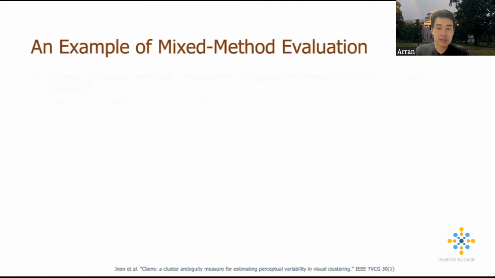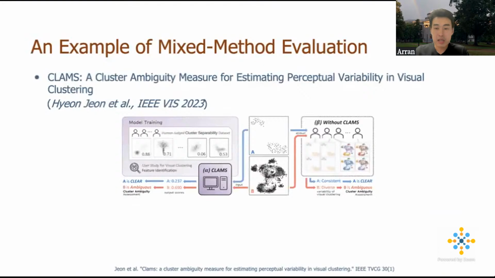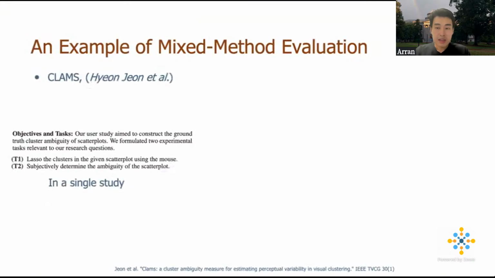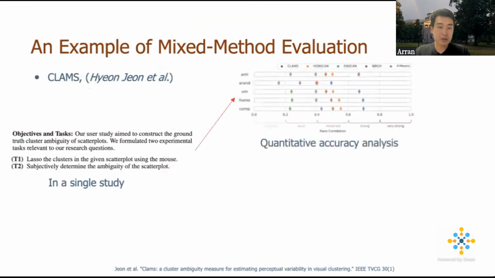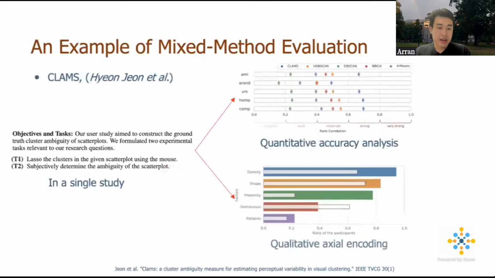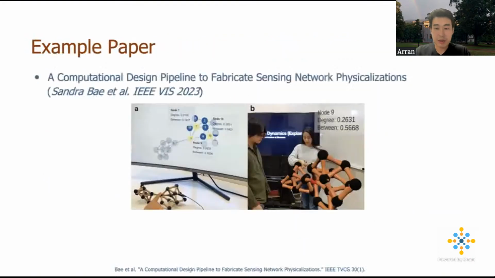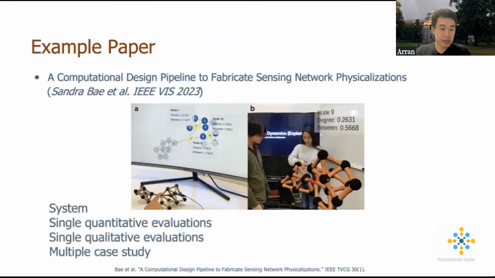Let's see CLAMS, a VIS 23 paper, as an example of mixed methods evaluation. In CLAMS, they have a single study that includes both a quantitative accuracy analysis and a qualitative encoding analysis in one single study. So we call all those types of evaluations, where a single study has both methods, a mixed method evaluation. Let's see another example paper, a computational design pipeline to fabricate lensing network physicalization from Sandra at VIS 23. We categorize this paper as a system paper, including one single quantitative evaluation, a single qualitative evaluation, plus multiple case studies.